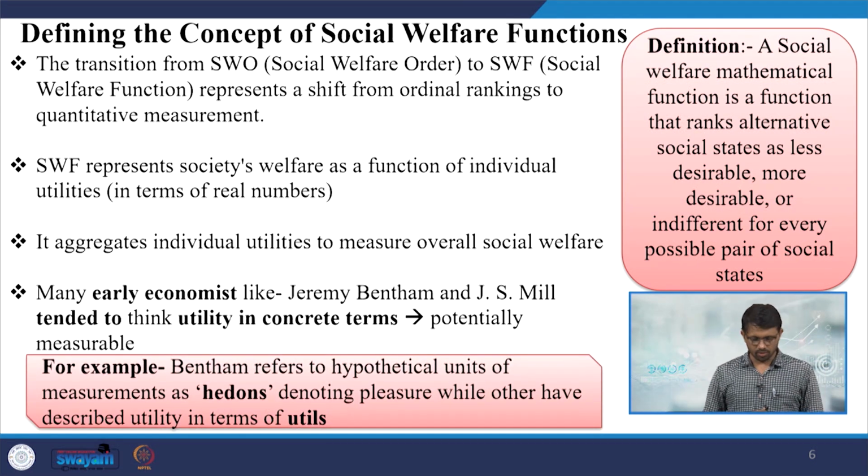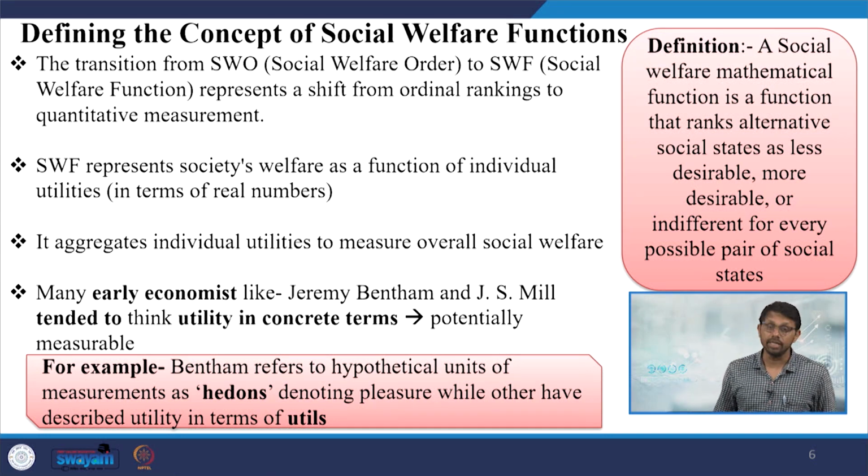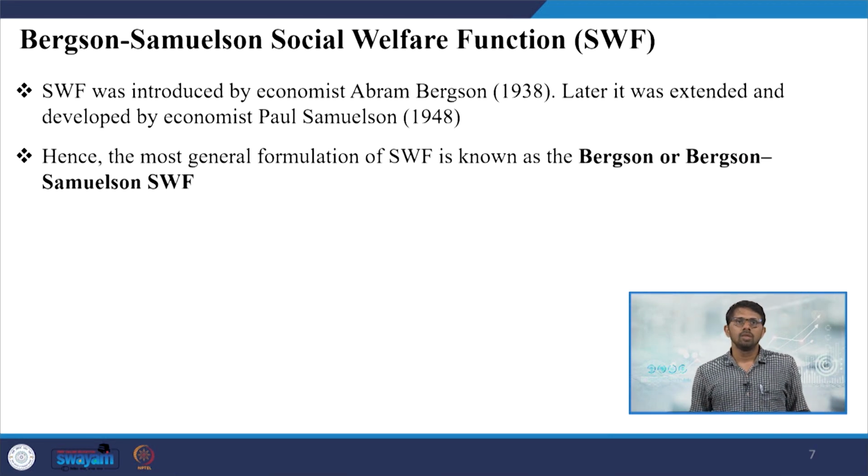So, in the early views, economists like Jeremy Bentham and J.S. Mill tended to think of utility in concrete terms, and as potentially measurable. In Bentham's work especially, this refers to hypothetical units of measurement such as hedons denoting pleasure, while others have described utility in terms of utils.